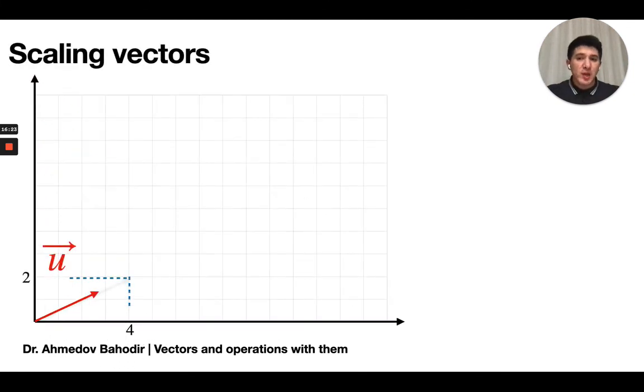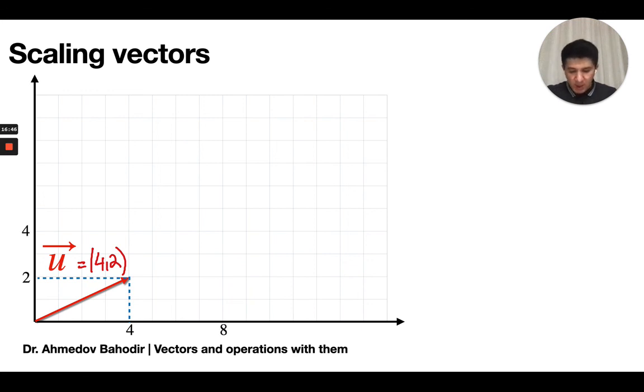Cool. And the last thing which I wanted to discuss with you is the multiplication of a vector by a constant, which is nothing else but scaling. So let's say you've got this vector with the coordinates 4 and 2. If you multiply this vector by 2, what would you get? You would get a vector with the coordinates 8 and 4.